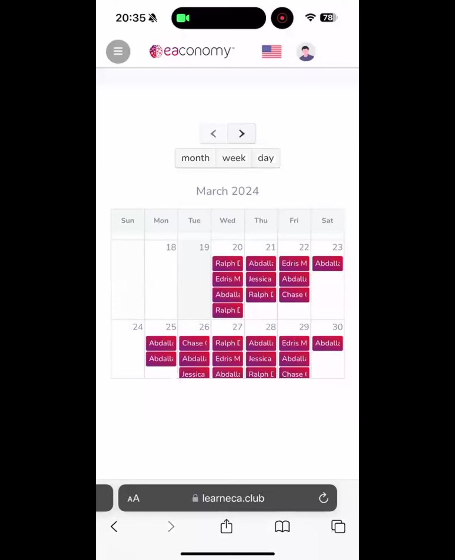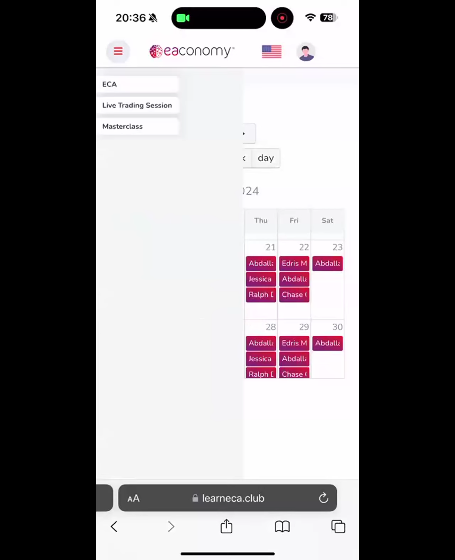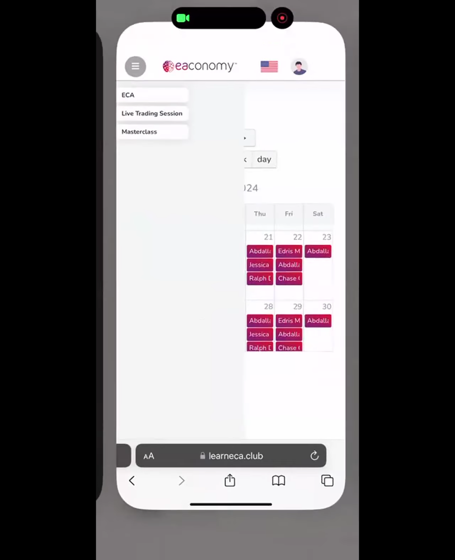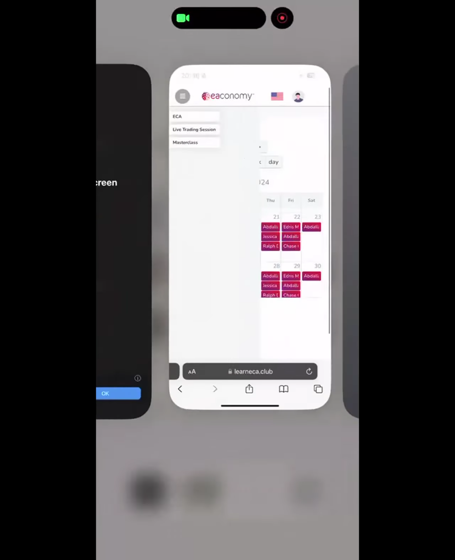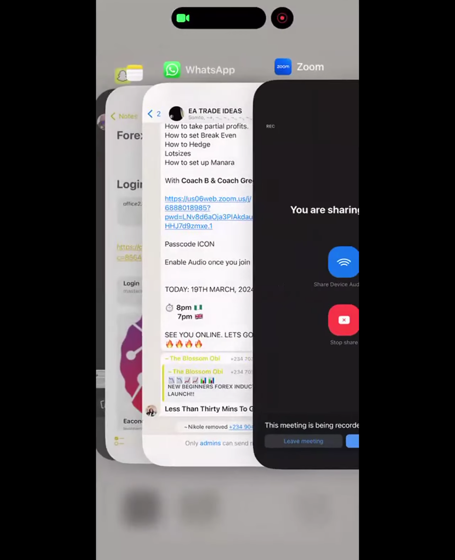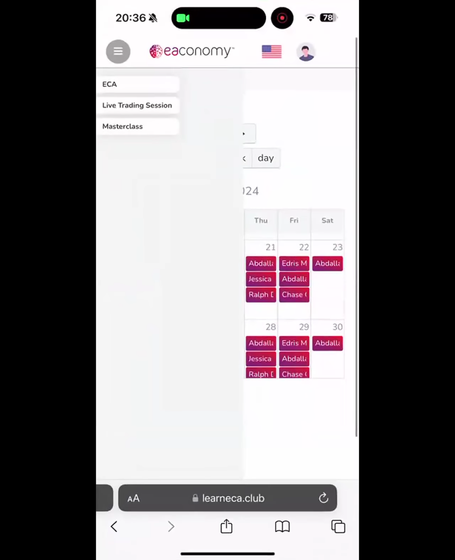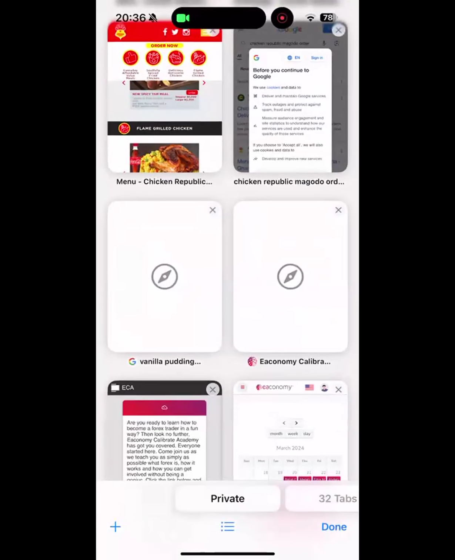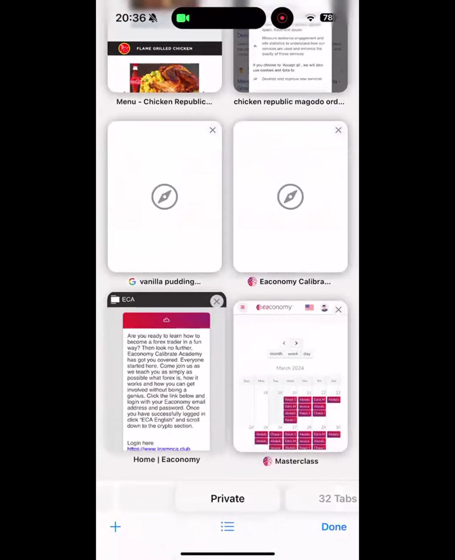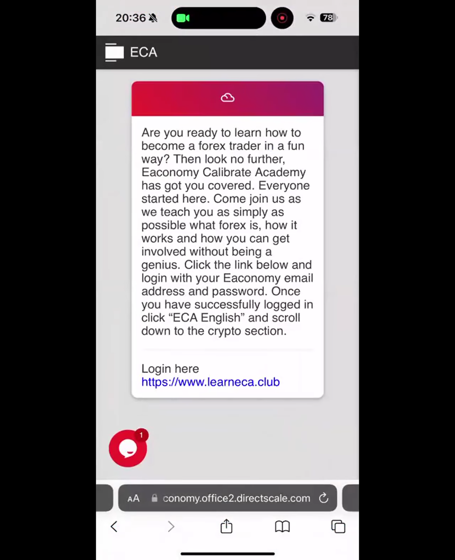So, yeah, we're done with the ECA. So we can kindly go home, go back to your back office. No, stay on here. Stay on Safari. Then can you see the previous tab that is behind Learner Club below? So just swipe to that one. Yeah, the ECA, yes. Okay, so click on home.